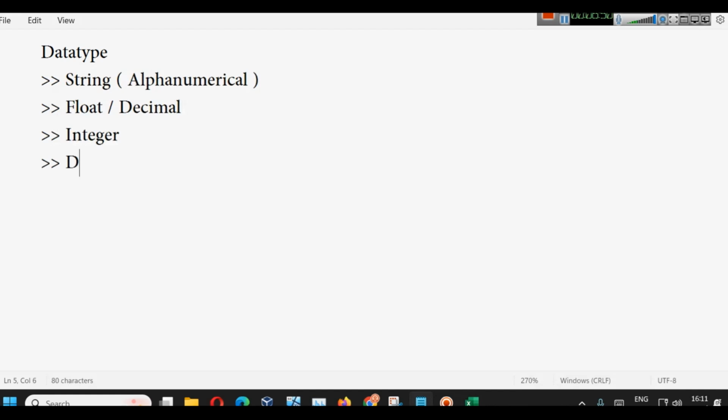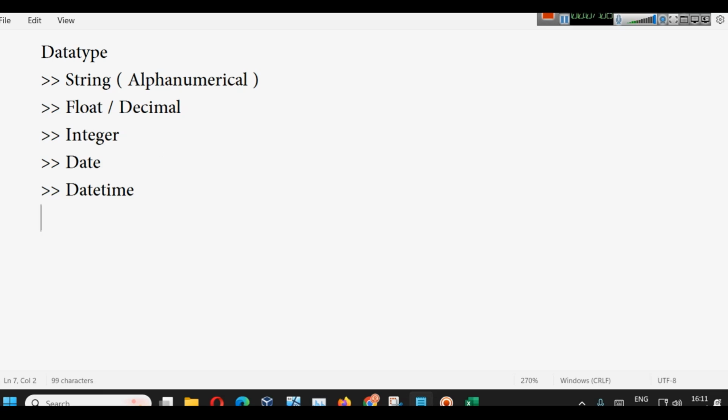Then we have date. One of them is date, and another one is date time. Okay, sometimes date will be given, sometimes the date time will be given. So you have to understand that, right? So these are some common data types that we have.